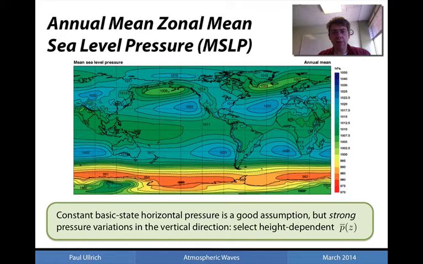When accounting for the full 3D pressure, obviously pressure decays roughly exponentially in the vertical direction, and hence the usage of a constant pressure is probably not the best choice in that case. Hence we generally choose a mean pressure which is purely a function of height to account for the exponential variation in the vertical.